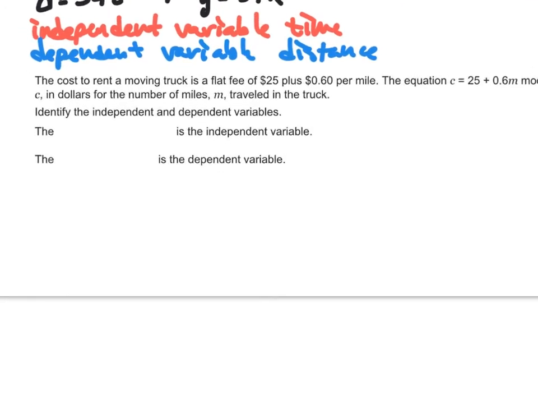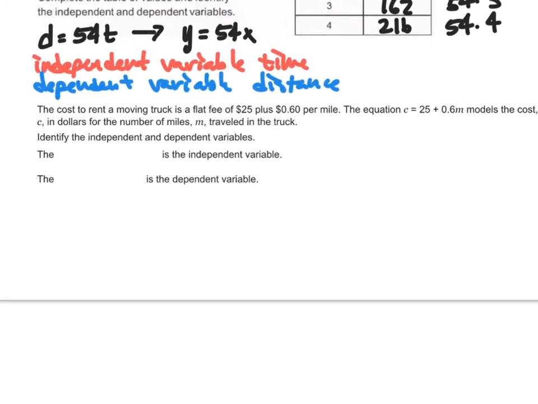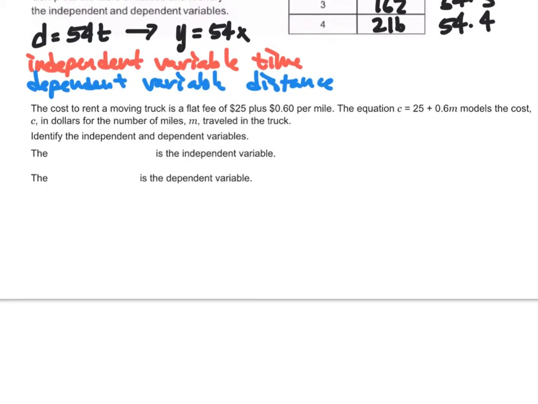Okay, it says the cost to rent a moving truck is a flat fee of $25 plus 60 cents per mile. The equation C equals 25 plus 0.6m models the cost C in dollars for the number of miles m traveled in the truck. So all it wants us to do is to identify the independent variable and the dependent variable.